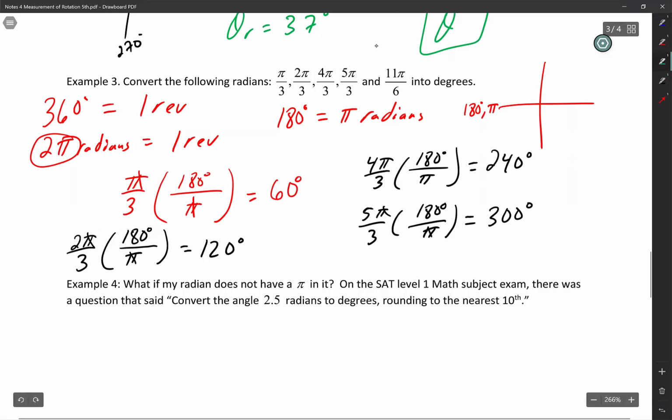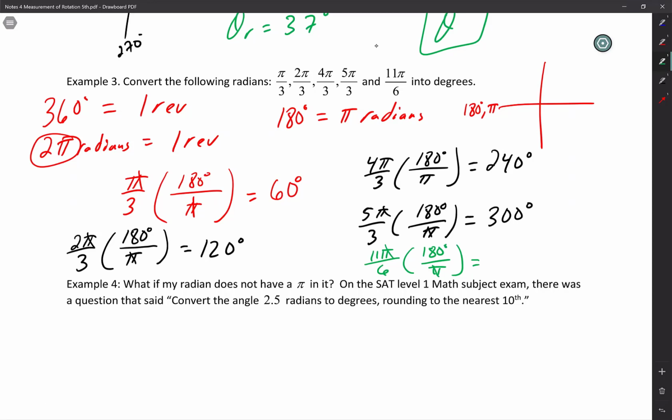And then last but not least, 11 pi over 6 times 180 degrees over pi. The pi's cancel out. 6 goes into 18 3 times. 11 times 30 is 330. 330 degrees.